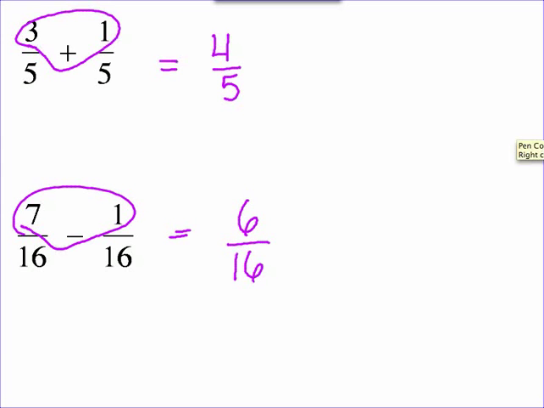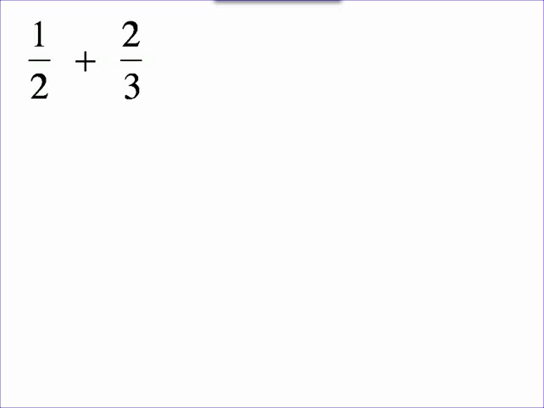You notice that both numbers are even, which means they're divisible by 2. So 6 divided by 2 gives me 3. What about 16? 8. So my answer is 3/8. Now, if you don't reduce, you lose some points, so make sure you reduce these down. Okay, let's look at the next one. Oh, I skipped one. There we go.